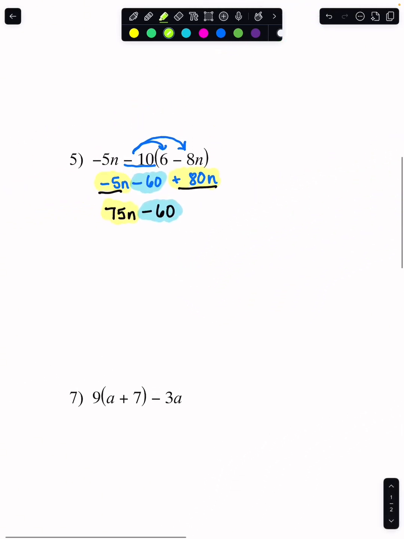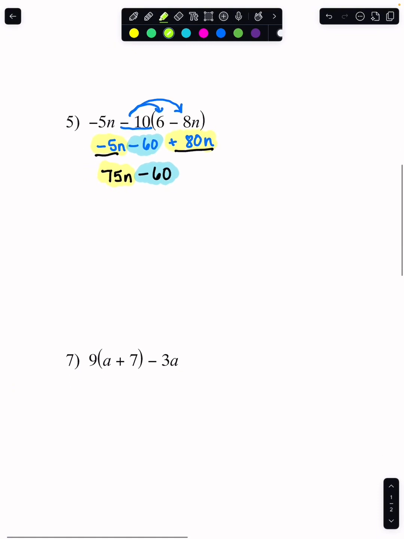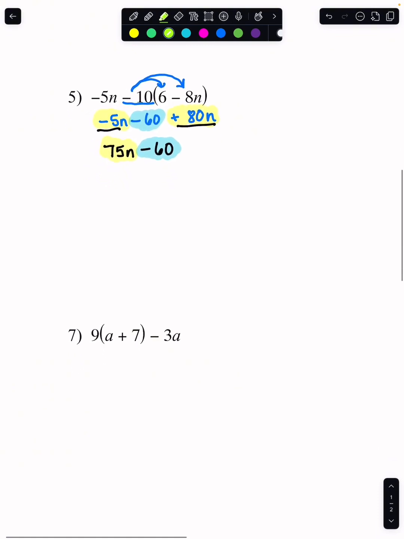All right, now, what I want you to do is pause it right now and try this one and see what you get. Go ahead and pause it now.